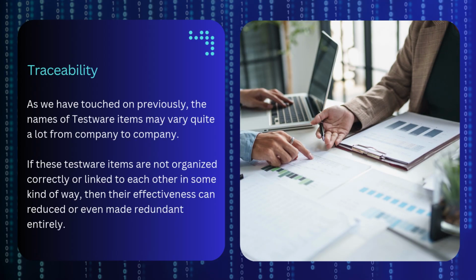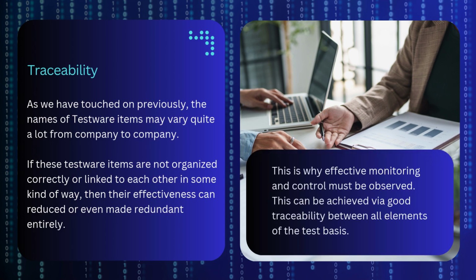As we have touched on previously, the names of testware items may vary quite a lot from company to company. If these testware items are not organized correctly or linked to each other in some kind of way, then their effectiveness can be reduced or even made redundant entirely. This is why effective monitoring and control must be observed. This can be achieved via good traceability between all elements of the test basis.